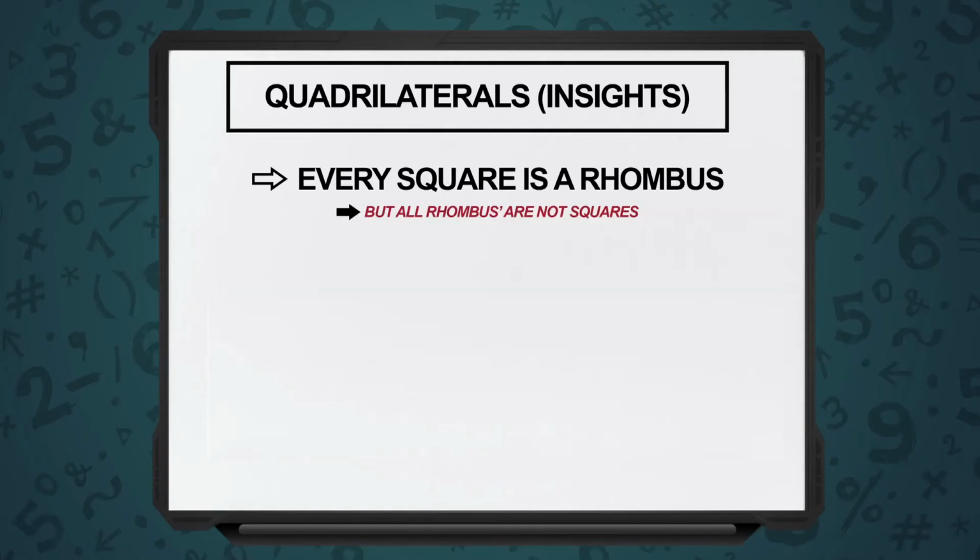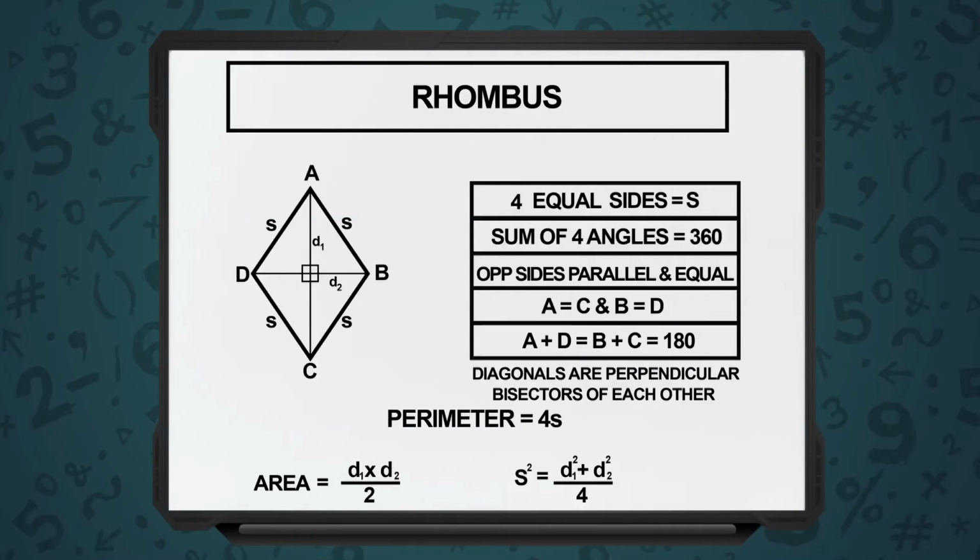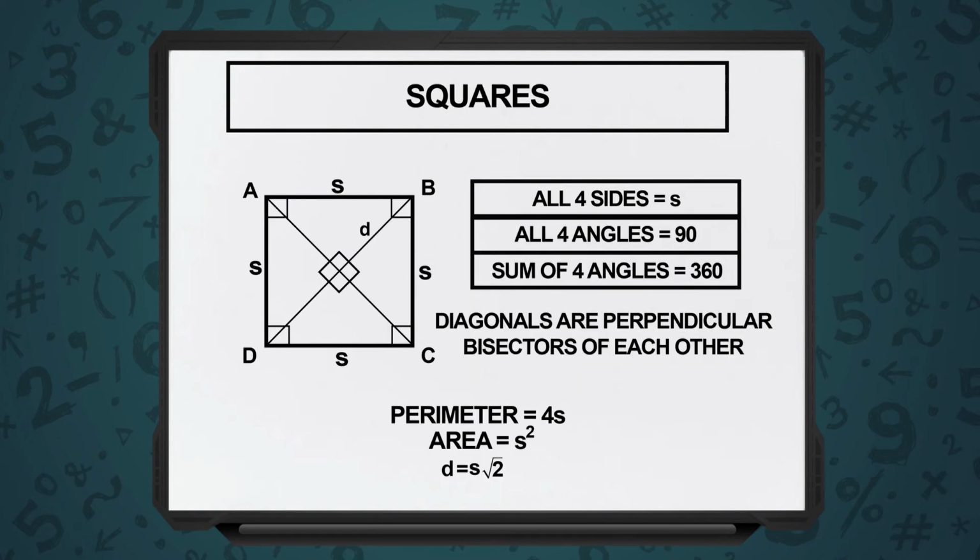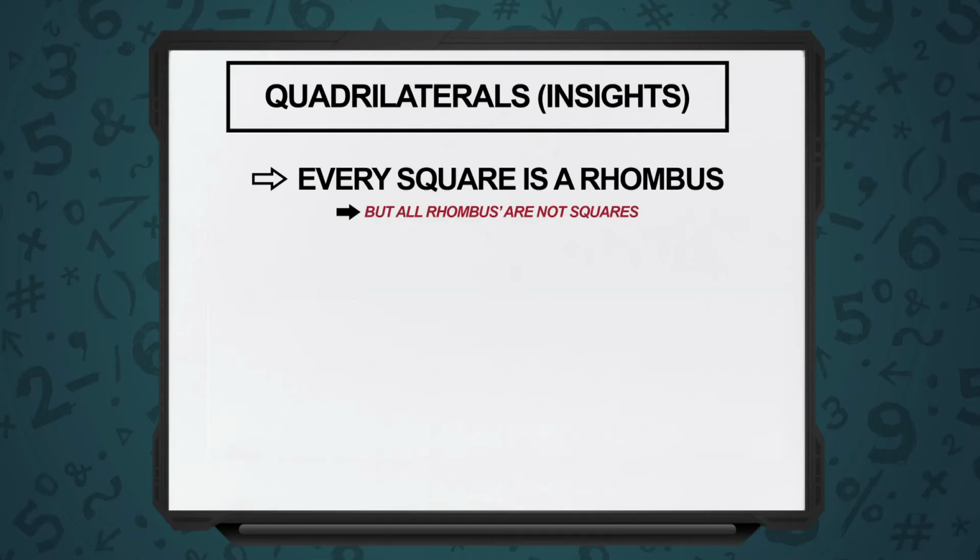Every square is a rhombus, because what do you need for a rhombus? The four sides must be equal in length. That is satisfied by a square. All the four angles must add up to 360 degrees. That is a universal property of quadrilaterals. The diagonals must be perpendicular bisectors of each other. That is also satisfied. So you can say every square is a rhombus, but the reverse is not true.